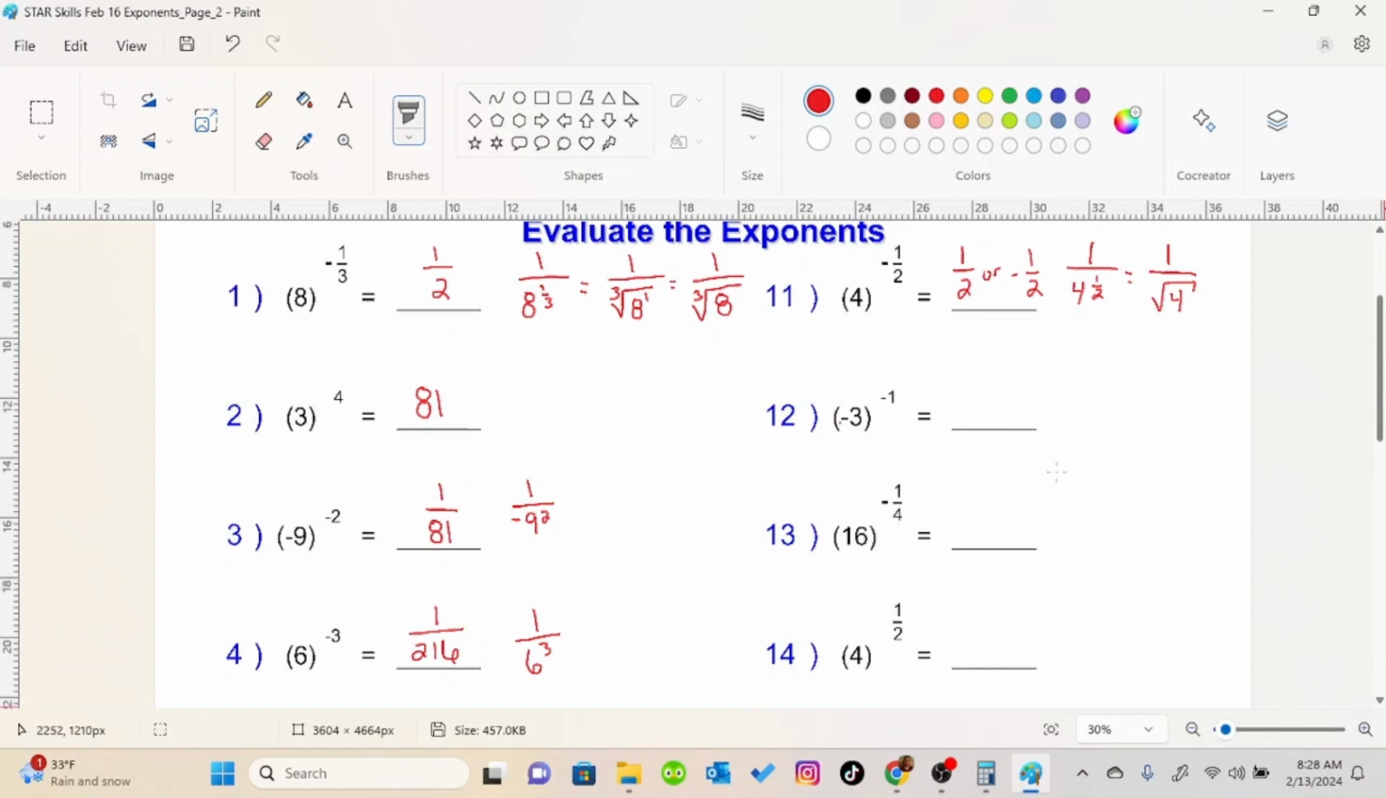Number 12. We have -3 to the power of -1. The negative exponent means 1 over. And anything to the power of 1 is itself. So our answer is -1/3.